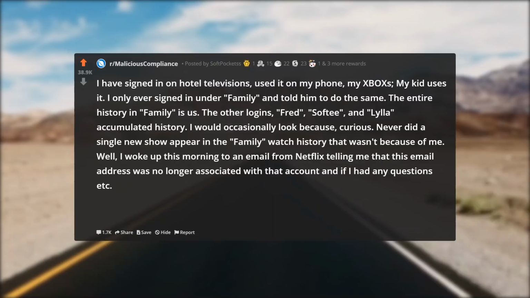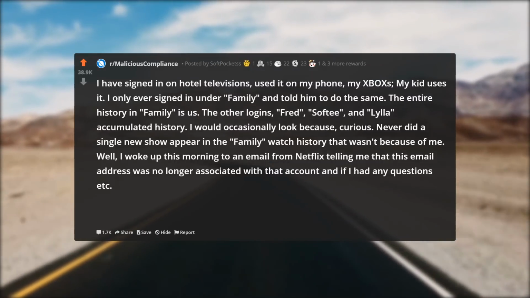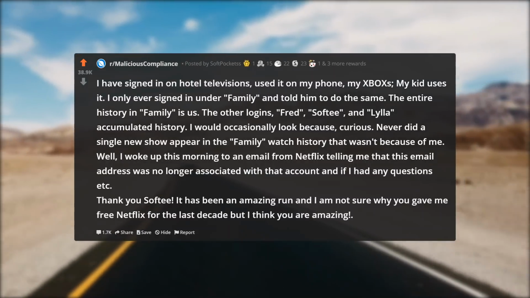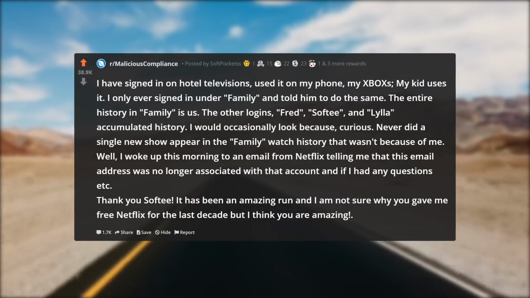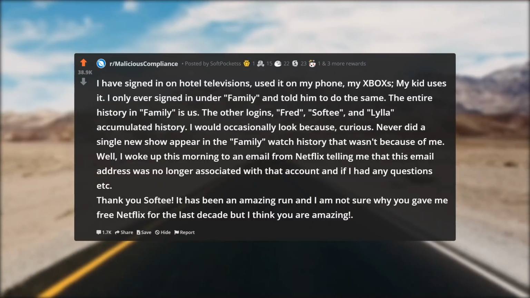Well, I woke up this morning to an email from Netflix telling me that this email address was no longer associated with that account, and if I had any questions, etc. Thank you, Softy. It has been an amazing run, and I am not sure why you gave me free Netflix for the last decade, but I think you are amazing.